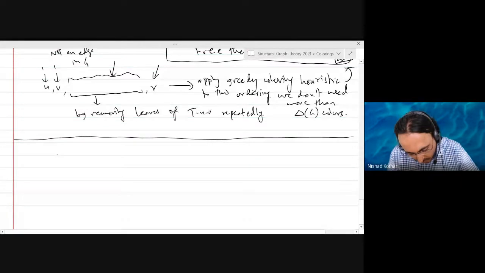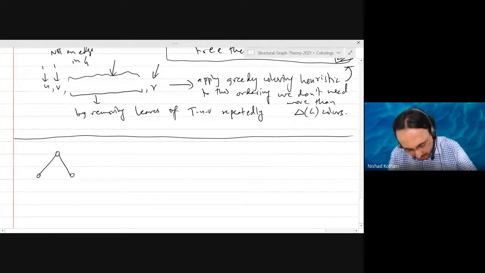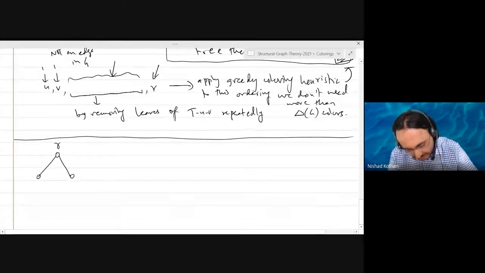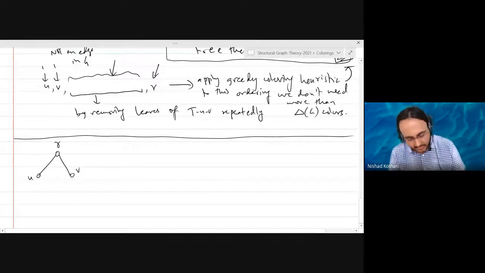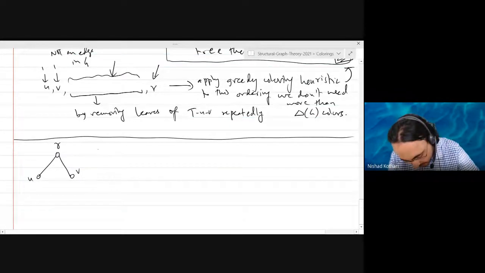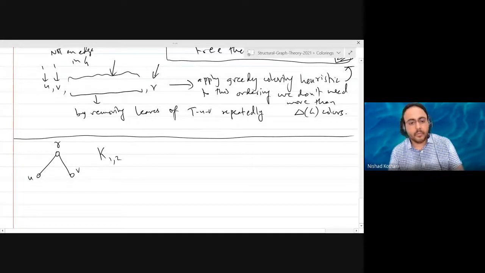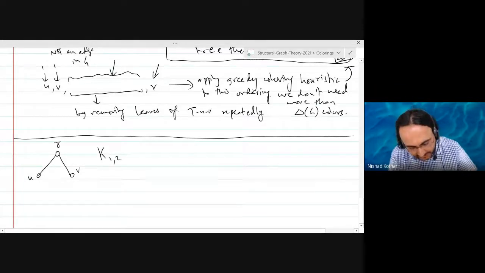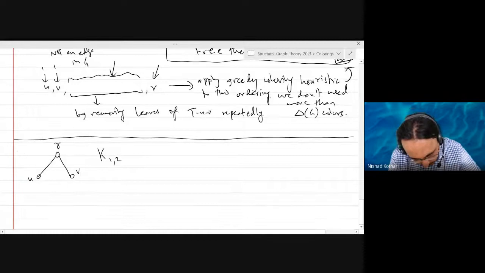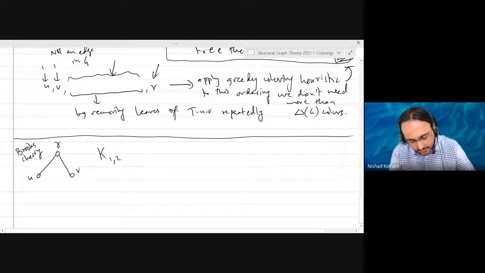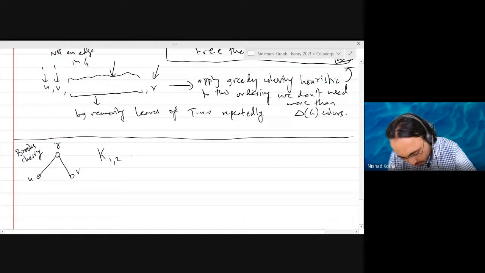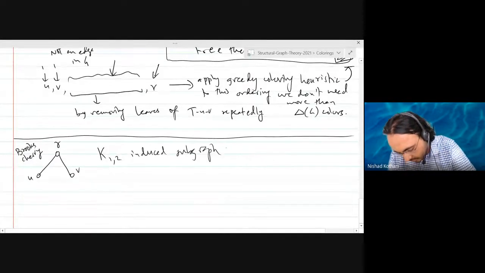So what we want in the graph is something like this. We want a structure like this, right? This is a subgraph. This is K12. Okay, and it looks like a cherry. So let me call this a Brooks cherry. What is a Brooks cherry? It is a K12 induced subgraph of G.